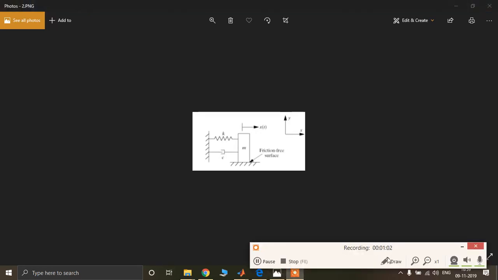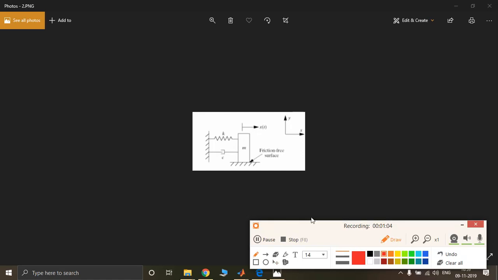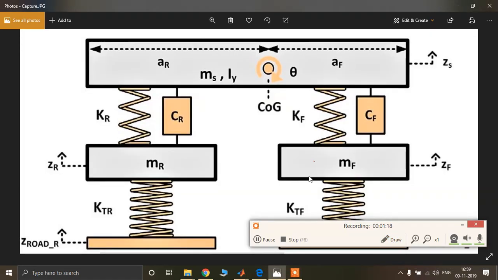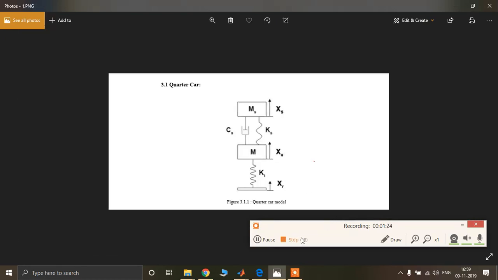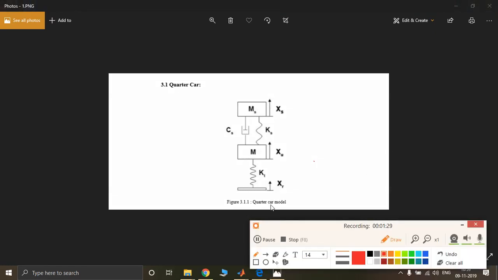As you can see, this is the mass and the only thing is it is going to be displaced in this direction. So in this case it is only one. Now moving further, this is a quarter car model. Okay, so it's a quarter car model.